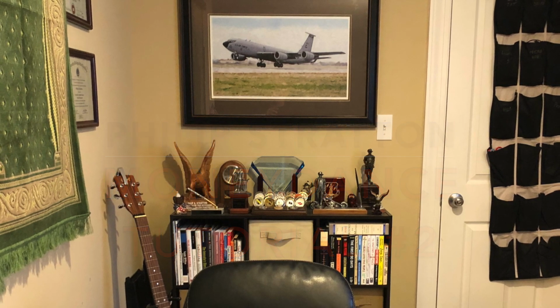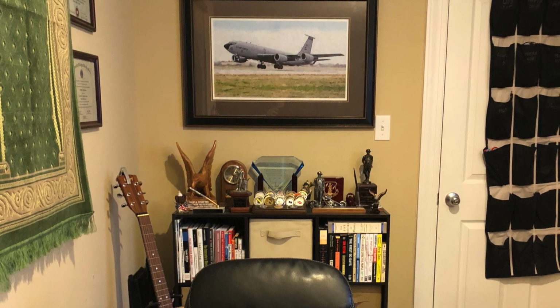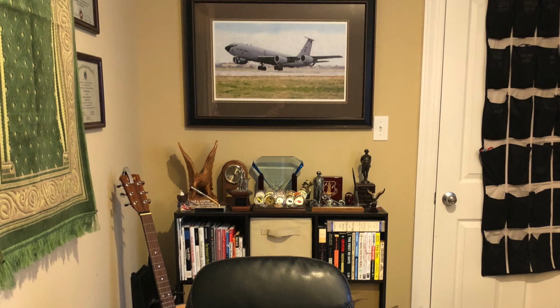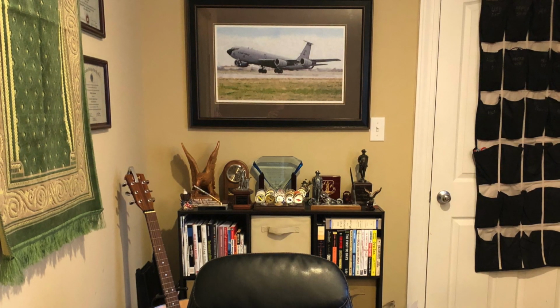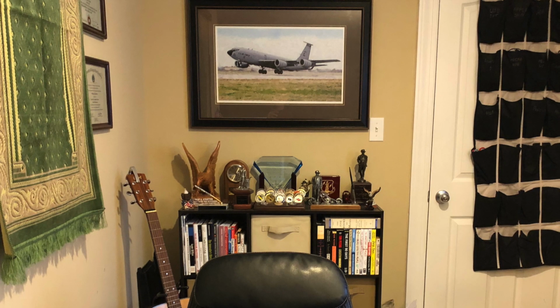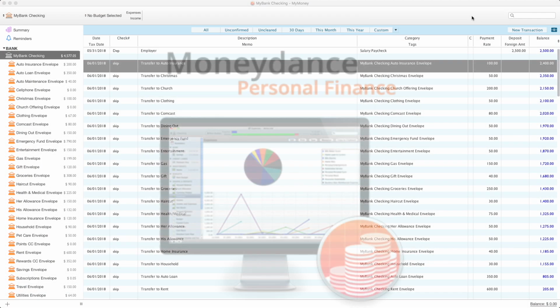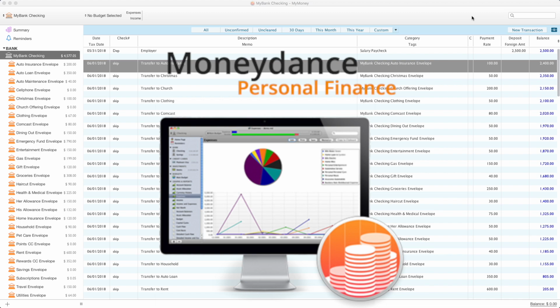I'll also try to put one of the cards that pops up with the link to that video for easy access, but I would encourage you to watch that video before watching this one, because this kind of expands on the concepts of building a new database in Moneydance and some of the basics on how to set up the different envelopes and just kind of the philosophy of using Moneydance.